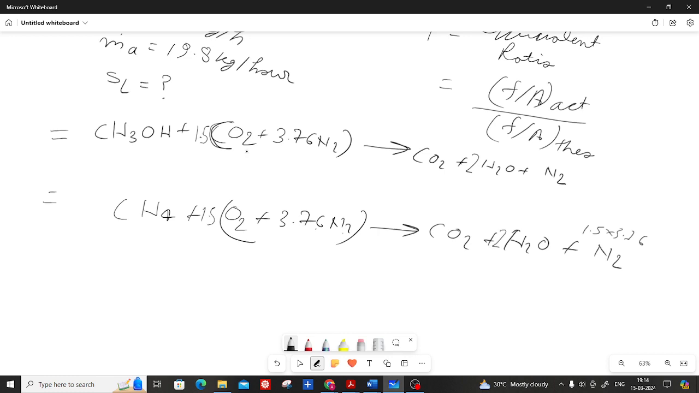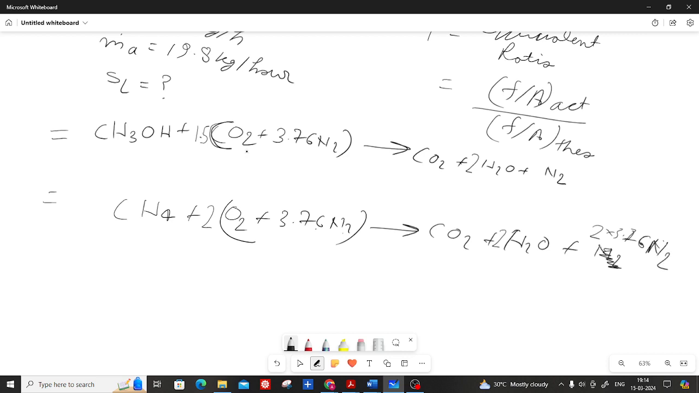See, first you balance carbon, then you balance hydrogen. So one carbon balanced, how many hydrogen are there? 4. So you multiply here with 2. So you will get 4 hydrogen. Now how many oxygen are there? 4, right? 2 plus 2, 4. So here it won't be 1.5, it will be 2. So now it will be 2 into 3.76 mole of N2.